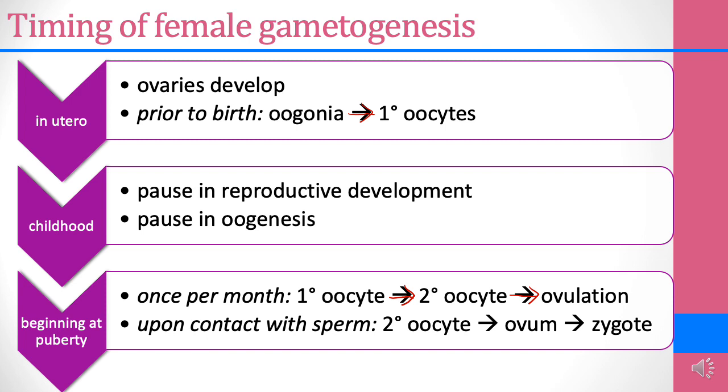Unlike the male, where ejaculation is actually ejecting the sperm from the body, ovulation is simply moving the oocyte from one compartment in the ovary to another compartment in the uterine tubes. Only upon contact with sperm does the secondary oocyte complete meiosis to become an ovum. And since contact with sperm has already happened, that ovum immediately then goes on to merge with the sperm to form a fertilized zygote.